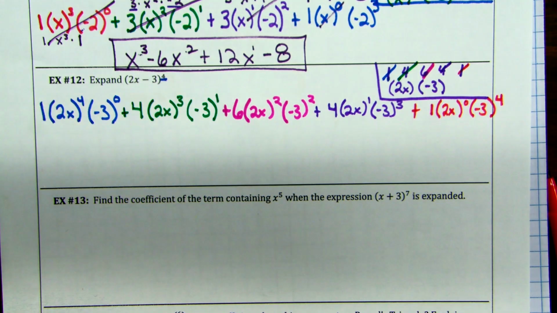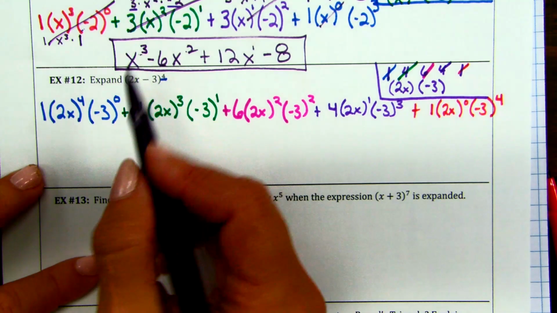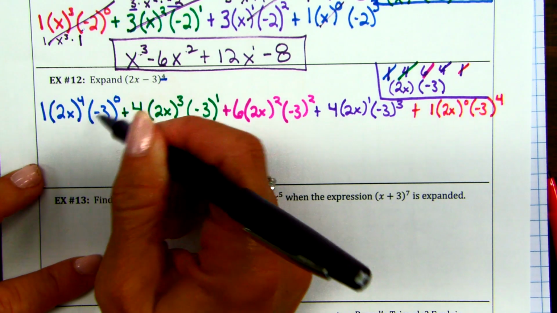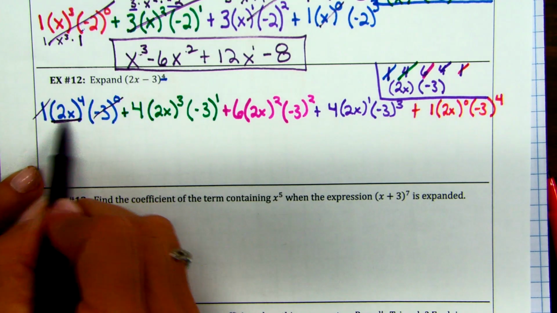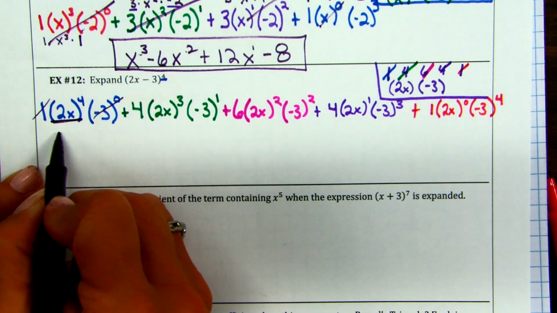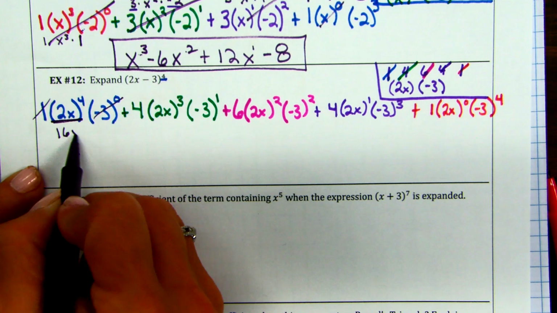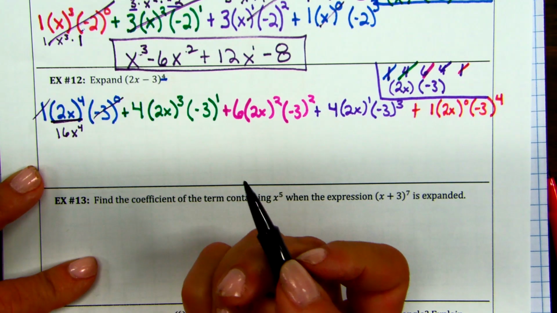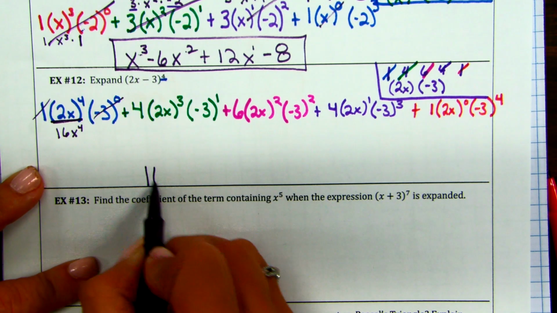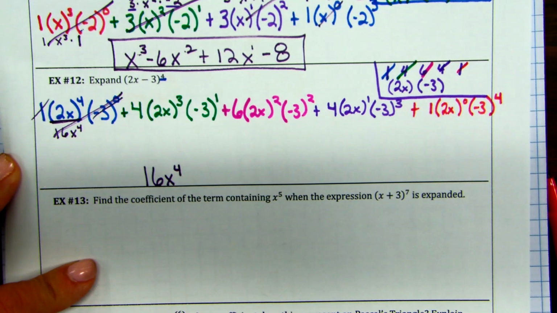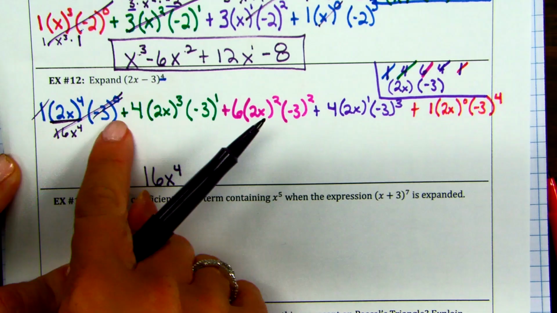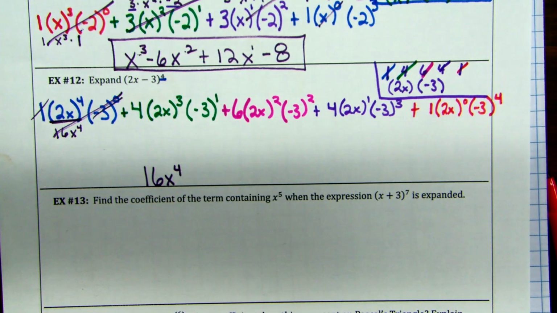So if you messed up on a sign up here, you'll be able to catch it. But let's make sure we do right signs, because there's other problems where we have to know how to do the signs right. Anything to the 0 power is 1. Ignore that. 1. Ignore that. Simplify this one. 2 to the 4th power is 16. X to the 4th power is x to the 4th power. Okay, so my first term would be 16x to the 4th. Right, times 1 still gives you 16. That's why I said ignore those.